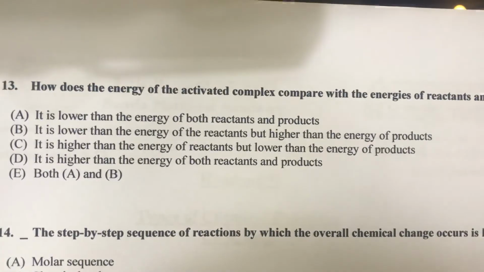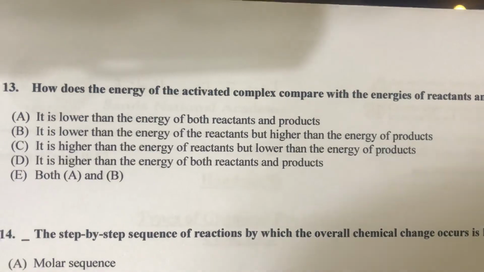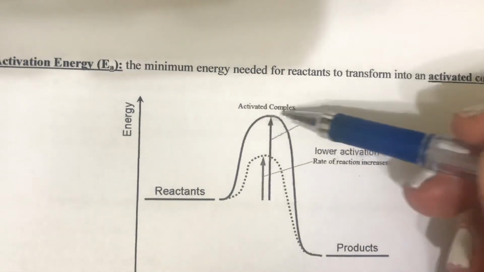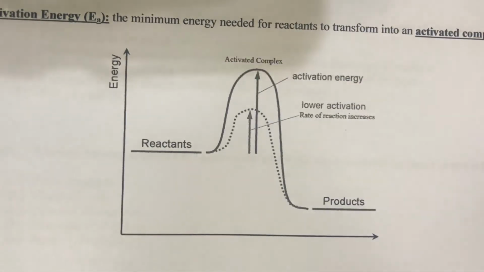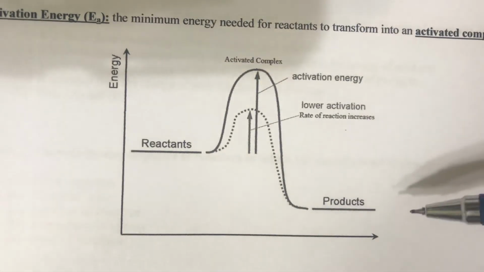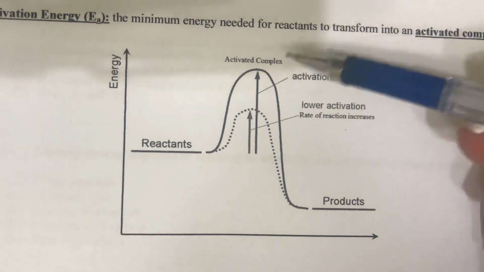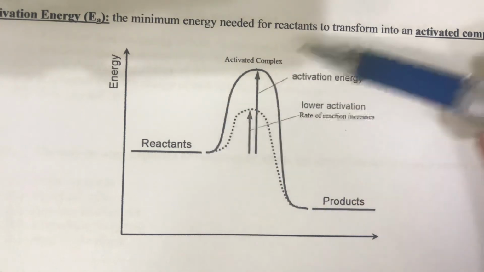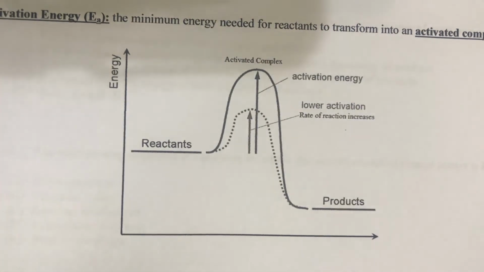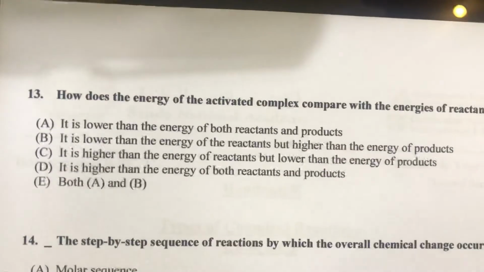Now question 13. How does the energy of the activated complex compare with the energies of reactant and product? Here, the energy of the activated complex is at the top of the energy diagram or energy curve. So the energy of the activated complex is greater than the energy of reactants and greater than the energy of product.